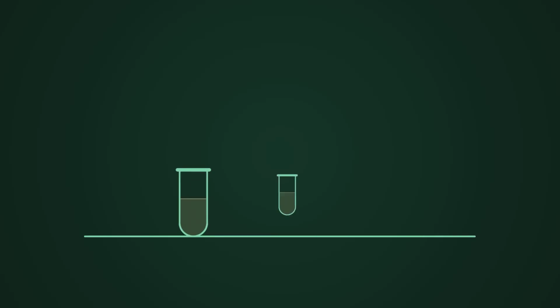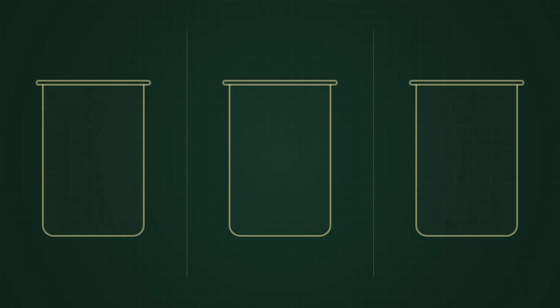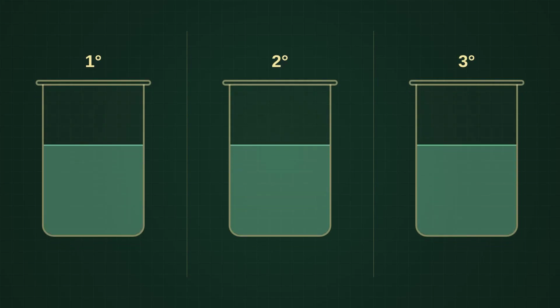Take a look at these three clear, colorless liquids sitting in these vials. On a molecular level, they are almost identical. They all contain carbon, hydrogen, and a single nitrogen atom. They might even smell somewhat similar, a pungent, fishy aroma that is characteristic of the organic nitrogen compounds we call amines. But despite their physical similarities, these three substances behave fundamentally differently in a chemical reaction.